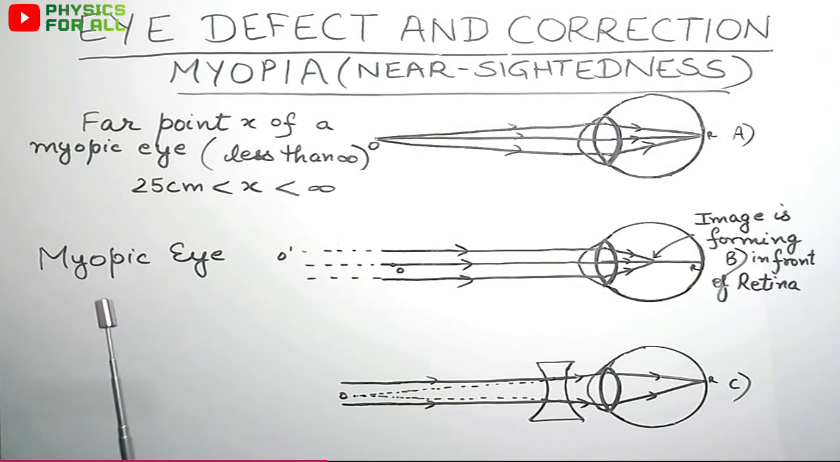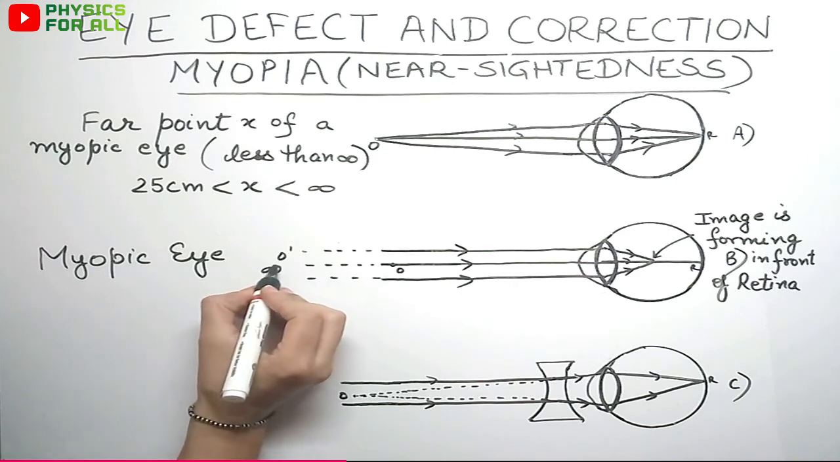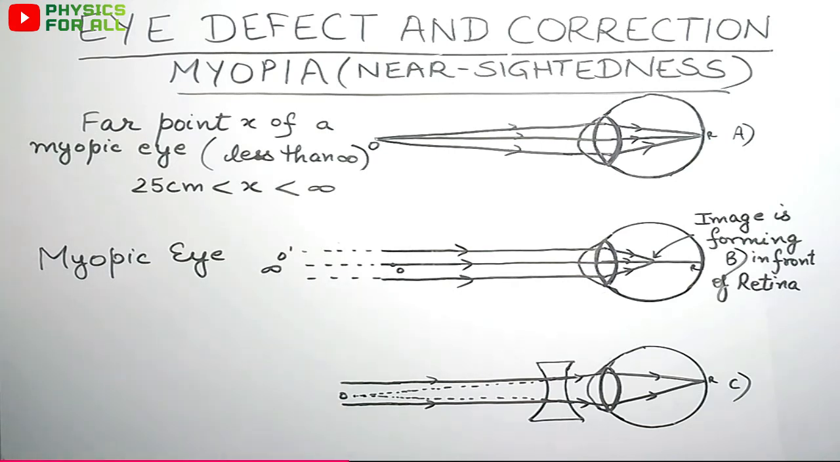So how does a myopic eye behave? When light rays come from infinity, then this eye faces a problem. What happens? Light rays are coming, and we have shown parallel rays because they are coming from infinity. Now obviously the convex lens will converge the light rays, but they converge at this particular point. So the image is forming in front of the retina and not on the retina.